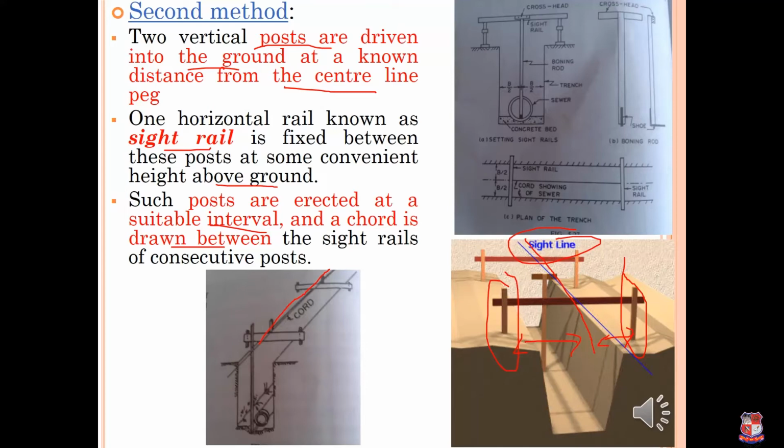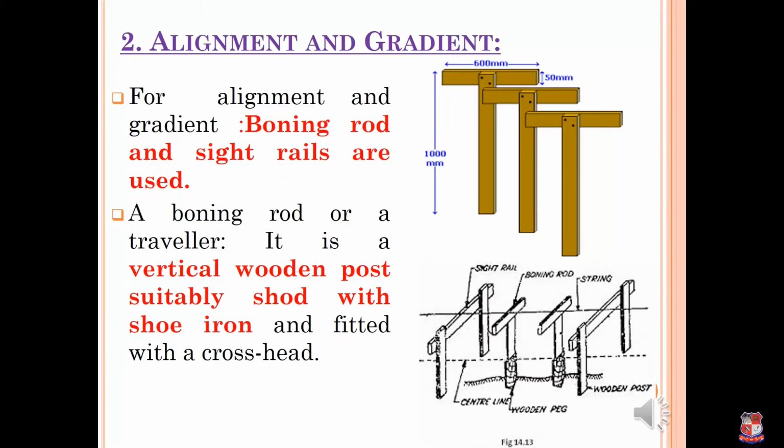So these two are very important for setting out work, as well as they are used for the next process that is called as alignment and gradient. So to have the proper alignment and a proper gradient of sewer, you have to utilize two equipment that are called as boning rod and sight rail. So in this figure the boning rod is shown, and second is sight rail.